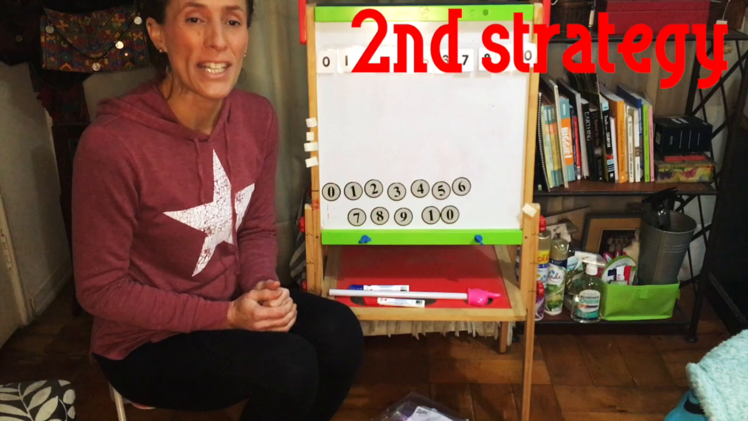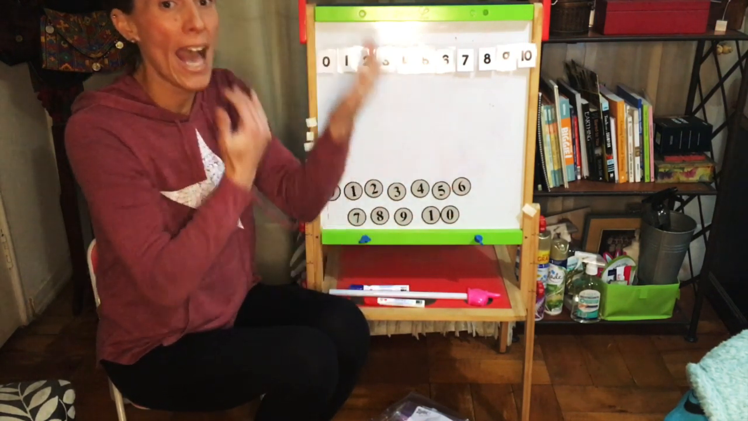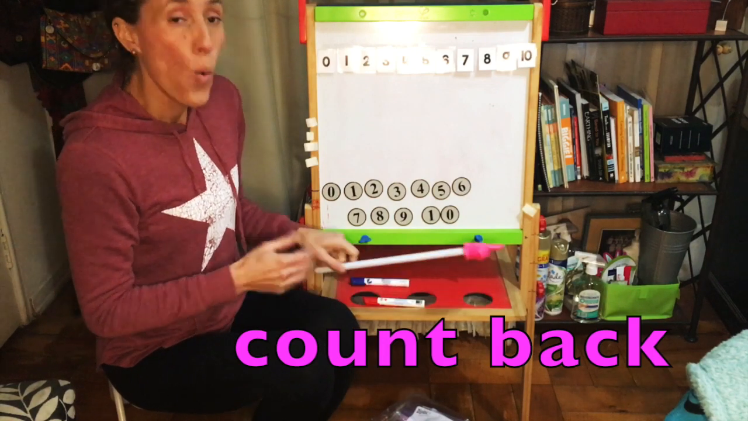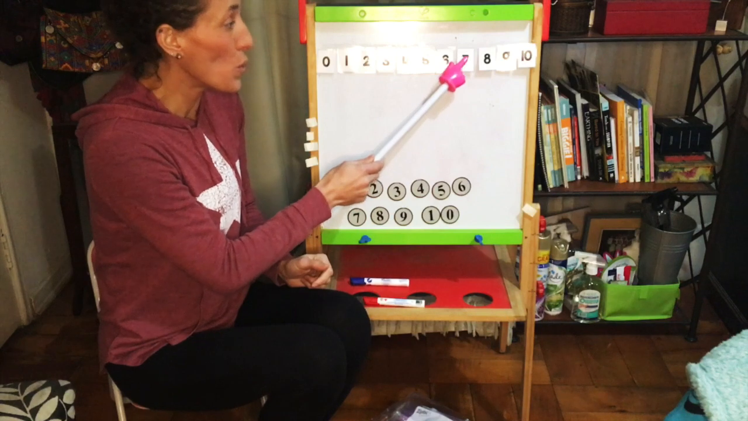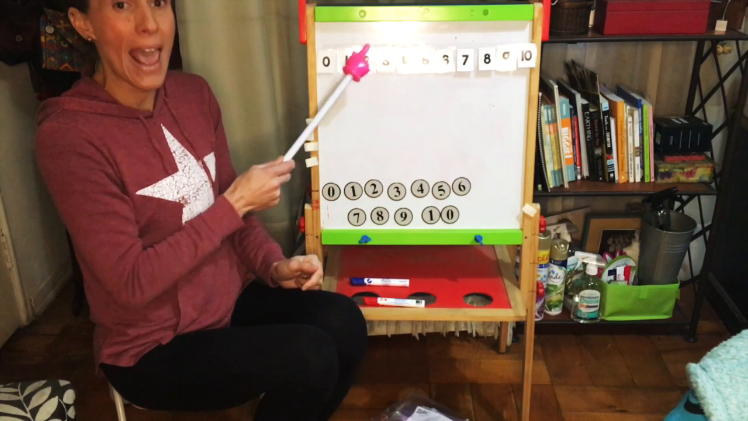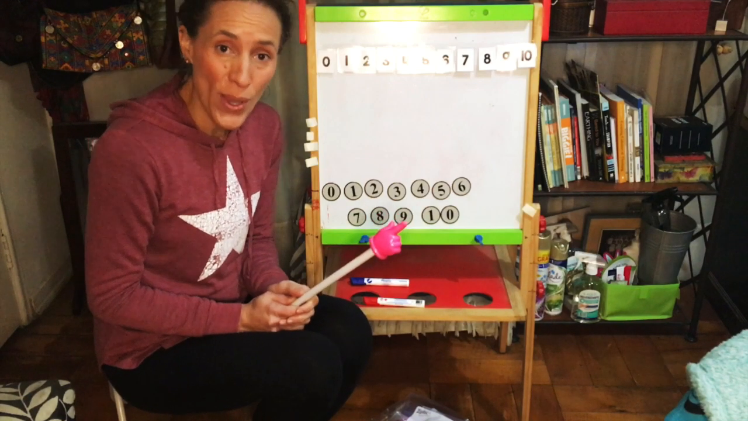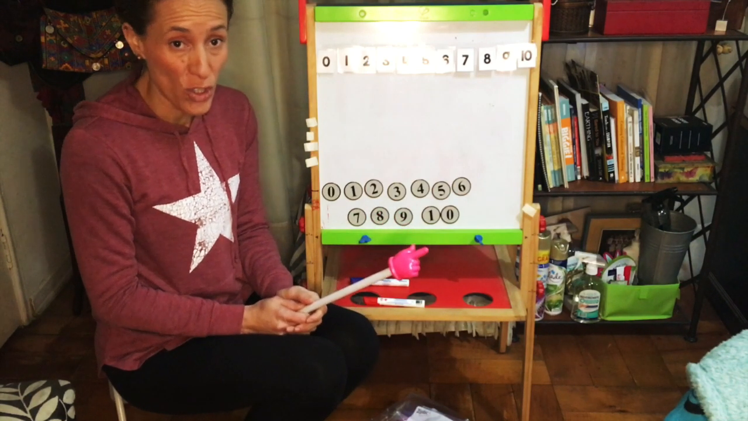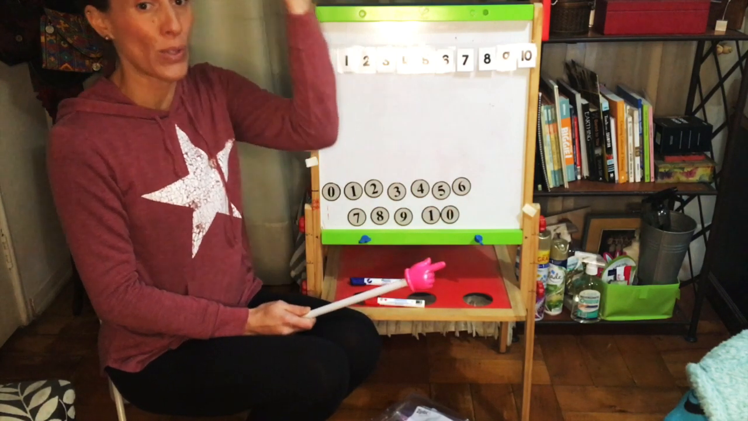Second strategy. We are going to count back. What does it mean to count back? It means that we're going to count one less each time. Okay? So I'm going to give you an example of a subtraction equation and how we're going to solve it by counting back.